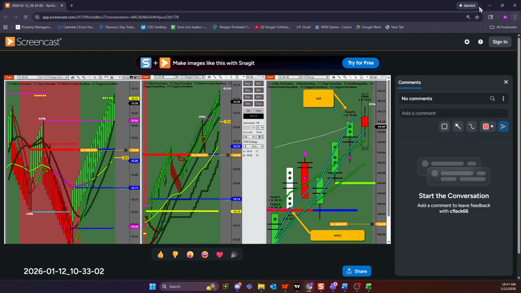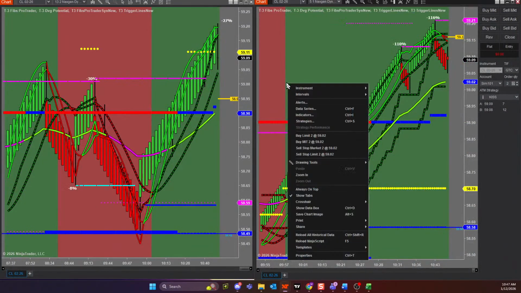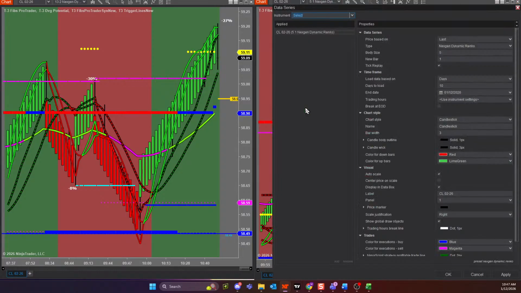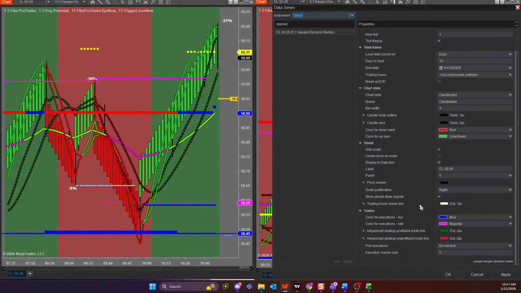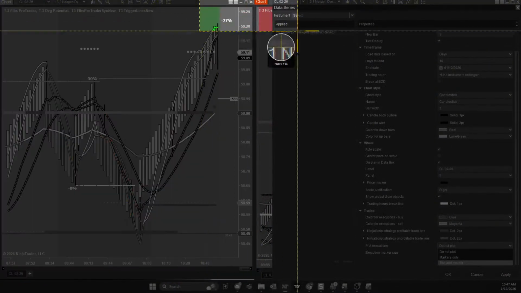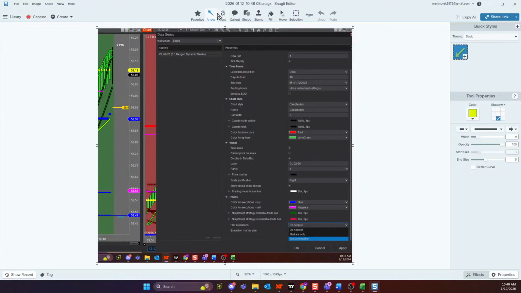How do I? Okay, I'll show you. So right-click on your chart and go to Data Series. Scroll all the way to the bottom as far as it will let you. And you're going to right down here under Plot Executions, Text and Marker. And I'll get the full picture for you here. So right-click and go to Data Series, and then Execution, and then Text and Marker. And that'll show you everything you need to see. And let me know if you get lost on that. I'll be happy to help out. Great job.